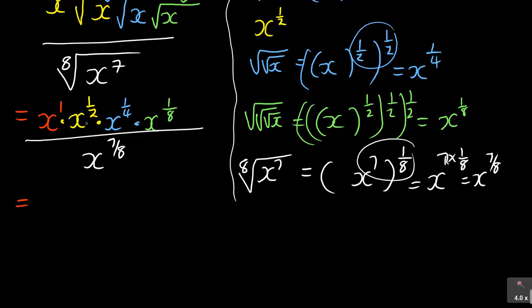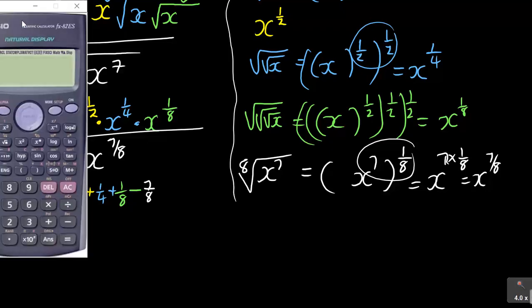So this is power 1. I must use the laws of exponents. Remember, on top, same base, I add: 1 plus 1 over 2 plus 1 over 4 plus 1 over 8. And then if it's dividing, it becomes minus, and then you have 7 over 8. You can do that straight away, because at the bottom it becomes minus. Then this will become x to the power.